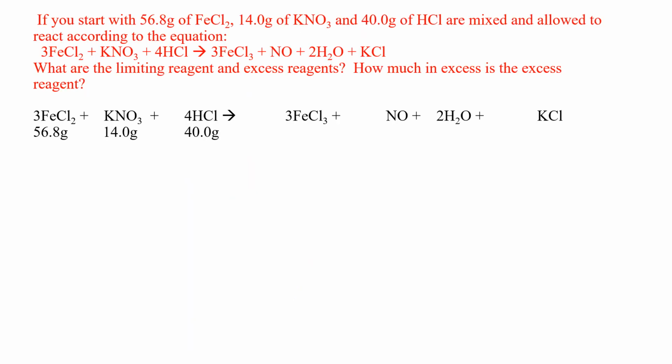Now let's take a look at a harder example. So here's the question. If you start with 56.8 grams of iron 2 chloride, 14.0 grams of potassium nitrate, and 40.0 grams of hydrochloric acid, and mix them together and allow them to react according to the recipe, the balanced chemical equation below. And the question asks you, what are the limiting reagent and excess reagents? How much in excess is the excess reagent?